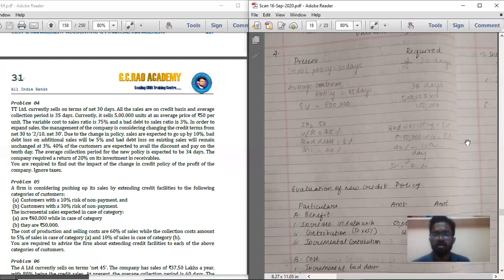And 40% of the customers, 40% of debtors, pay on the 10th day. So discount is equal to 2% for that 40%. That is, suppose 5,50,000 units into the sales value of 50 into 40%, they are paying. That is 1 crore 10 lakh they are paying on the 10th day itself. So 2% on that, that is 2,20,000, will be given as discount. So this is the cost incurred. So this is the discount.